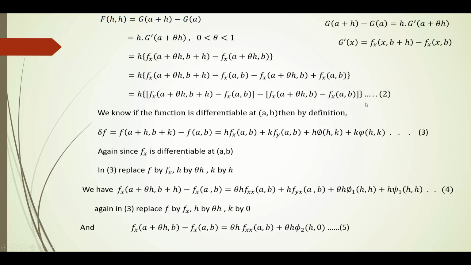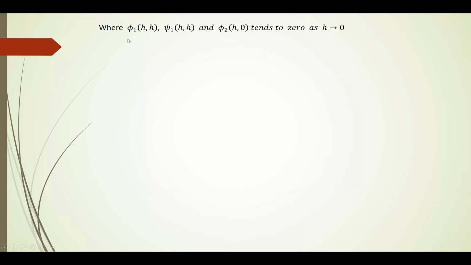This term is second bracket and this term is first bracket. Means put the value of first bracket is this value and second bracket is this value, where phi_1, psi_1, phi_2, psi_2 tend to 0 as h tends to 0, where phi_1(h), psi_1(h), phi_2(h, 0) tend to 0 as h tends to 0. Now consider equation number 2.